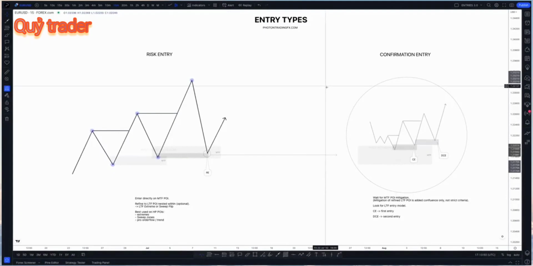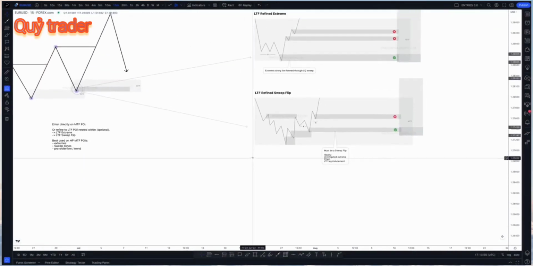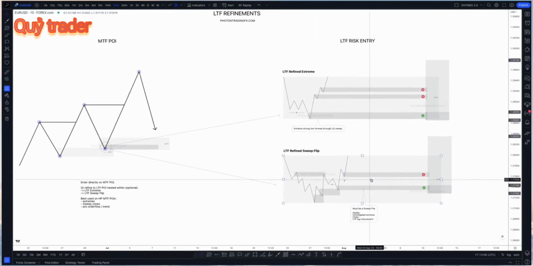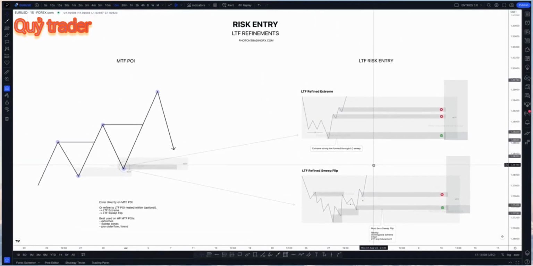So hopefully now you've kind of got an idea of the differences between them and when to look to take risk entries, and then basically how you can look to mechanically know what POI to take if you want to take a refined entry.